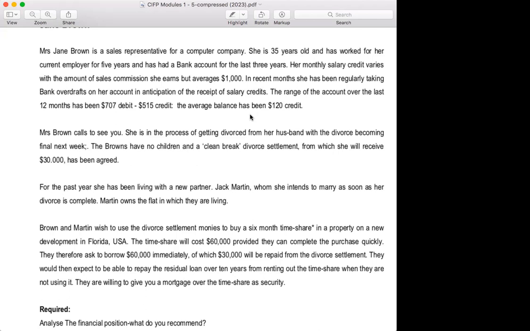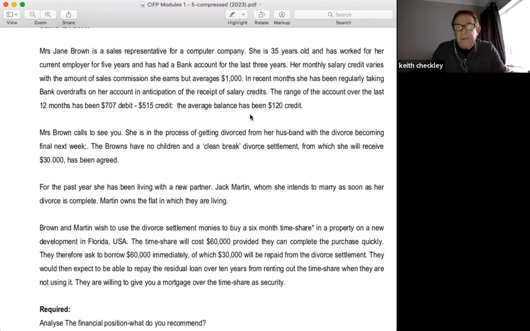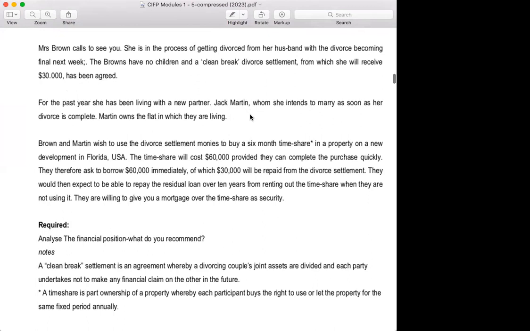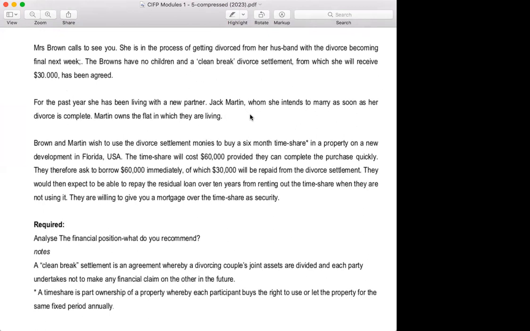Additionally, what would be the bank's position in holding an asset? When you look at the bottom, it says that the timeshare is a part ownership of a property, whereby each participant buys the rights to use the property for a fixed period annually. So how comfortable would the bank be with taking that into consideration as an asset? And usually, where you see the bank has to hold an asset that they're not 100% completely safe with, then usually that means that the interest rate is going to be much higher as well.